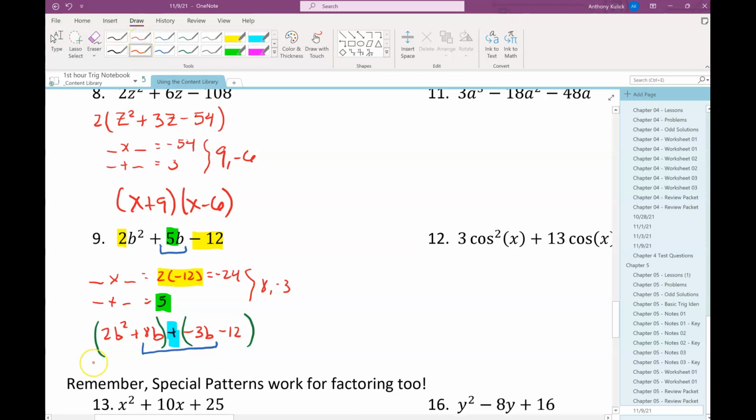In the first group, I can take out a greatest common factor of 2b. That gives me b plus 4. In the second one, I can take out a greatest common factor of negative 3, which gives me b plus 4. Notice now that both of these have a b plus 4 in them. So if I factor the b plus 4 out, I'm left with 2b minus 3.